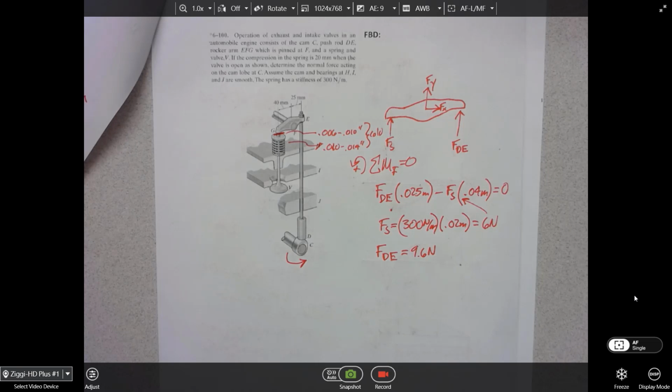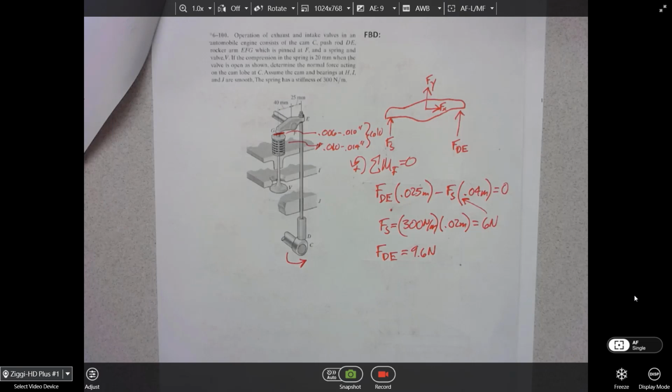The force of the spring then. Yeah. Force of the spring is just Ks, 300 newtons per meter. So then we just need to figure out how much it's deflected, and it says it's deflected 20 millimeters. So 0.02 meters. I think that's, is it 6 newtons? Yes. Okay. So I can substitute that back in here and solve for FDE.